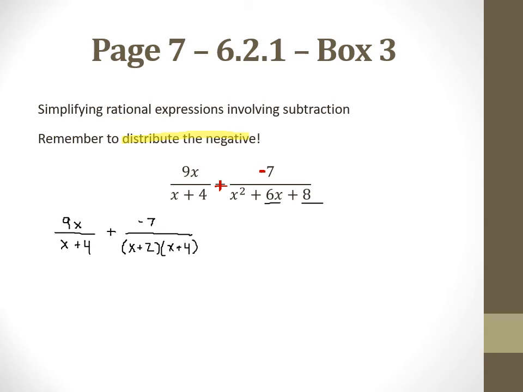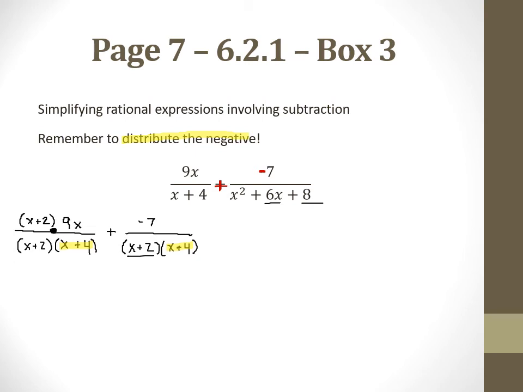So step 1 is to factor. Step 2 is to find common denominators. So here we have the x plus 4 in common. The second term has an x plus 2 that the first one is missing. So we need an extra x plus 2 term right there. And whatever I do to the bottom of the fraction, I also have to do to the top of the fraction. So we've got x plus 2 multiplied by 9x over x plus 2 times x plus 4.